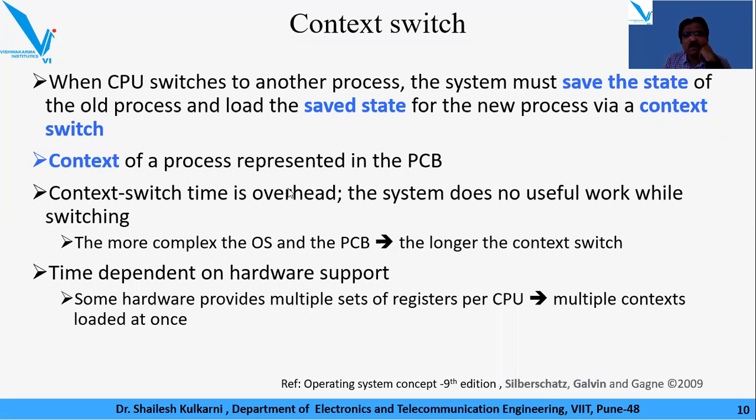Okay. Now the next task in front of you is to find out an architecture which has multiple stack pointers and program counters. Because some hardware provides multiple sets of registers per CPU, and multiple contexts loaded at once. And by virtue of having multiple sets of registers per CPU, you can definitely have multiple contexts loaded at once. And this definitely accelerates the context switch time.